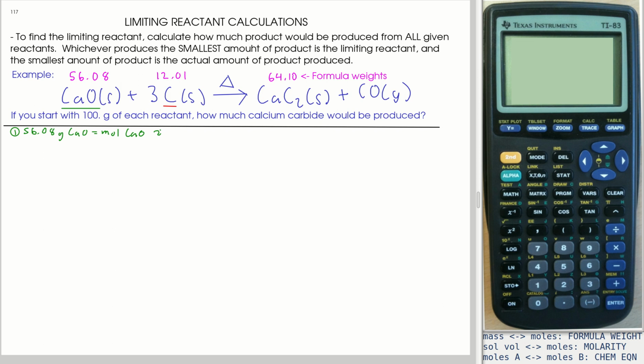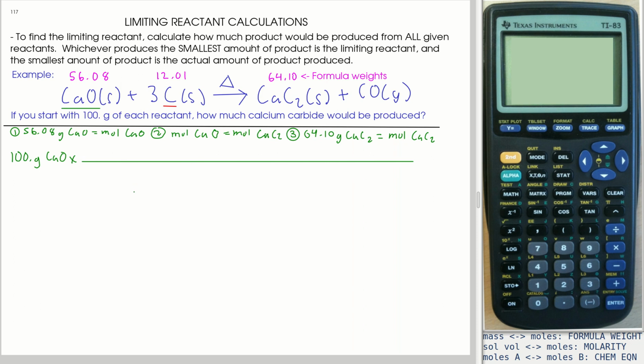In the second step, we'll need to convert moles of calcium oxide to moles of calcium carbide. In this equation, for every mole of calcium oxide, there's a mole of calcium carbide. And finally, to get the mass, we'll need to use the formula weight of calcium carbide to convert moles to mass, 64.10 grams of calcium carbide per mole. Setting up the calculation, we start with 100 grams of calcium oxide, times sign, draw a line.